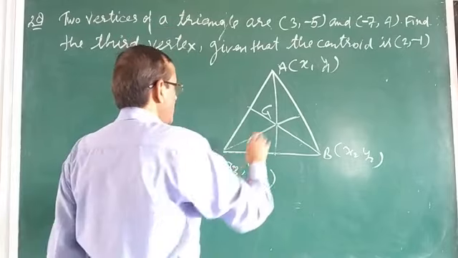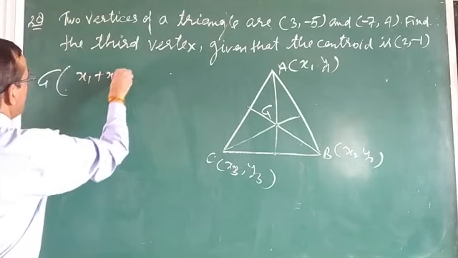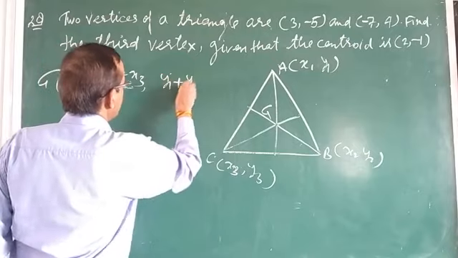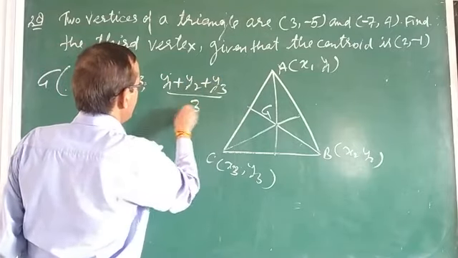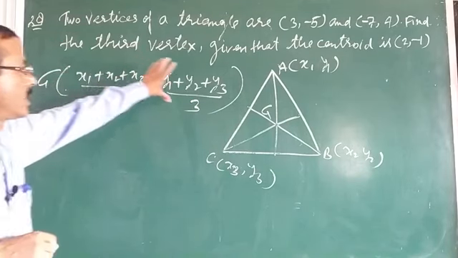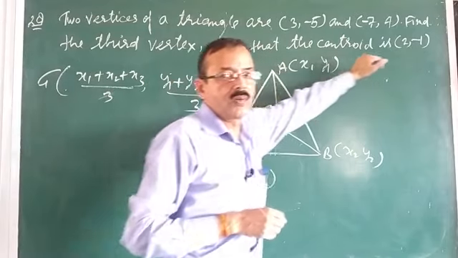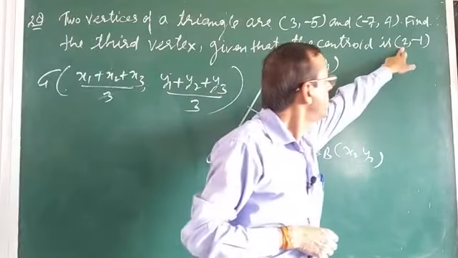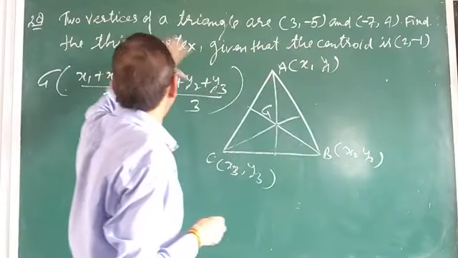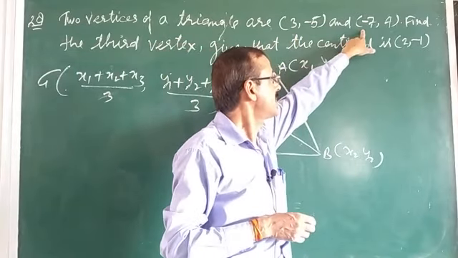As you know, the coordinate of this point will be ((x1 plus x2 plus x3) upon 3, (y1 plus y2 plus y3) upon 3). This is the coordinate of the centroid. Centroid is given as (2, minus 1). It means x equals 2 and y equals minus 1. But according to this question, the first vertex is (3, minus 5) and the second vertex is (minus 7, 4).